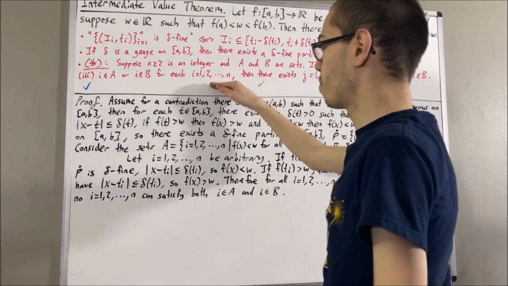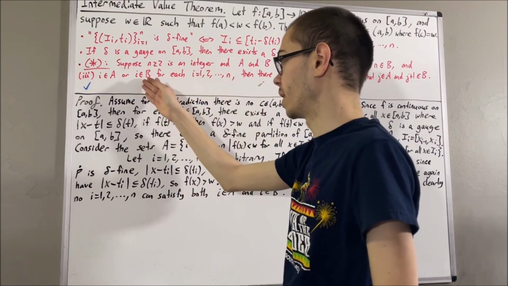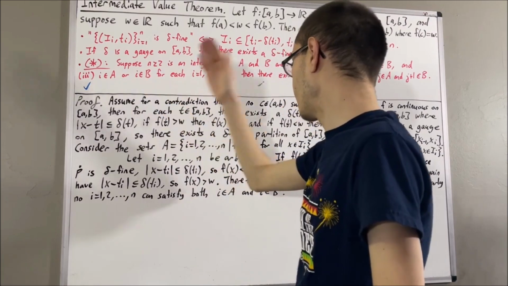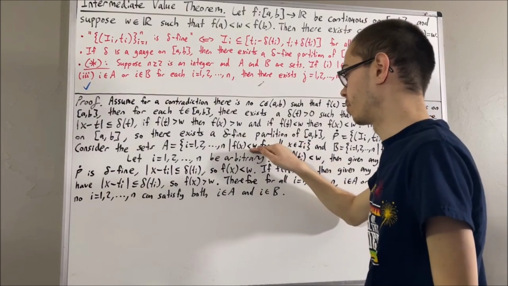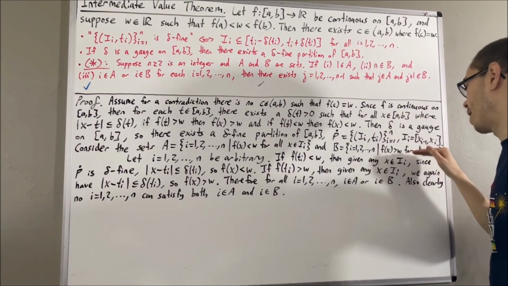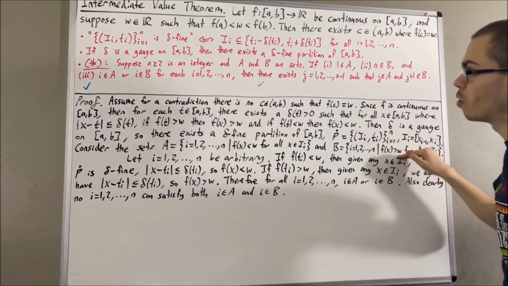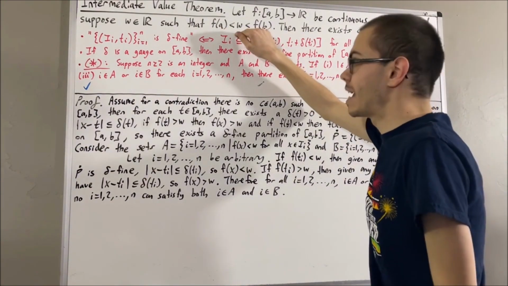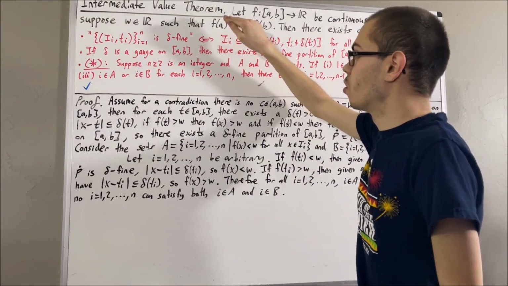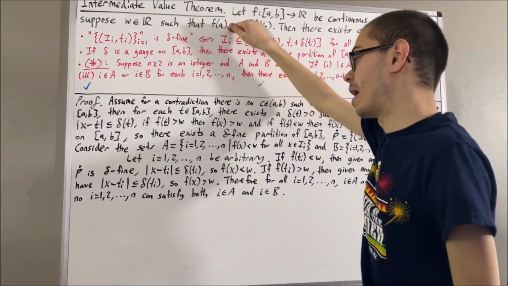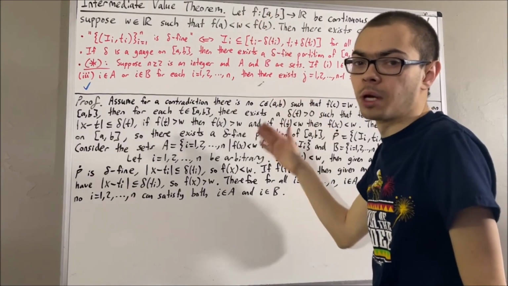So since every integer is either an element of A or B, then in particular, 1 is an element of A or B. In other words, it's either the case that every output value on the subinterval I_1 is less than w, or every output value on the subinterval I_1 is greater than w. Well, we know that f of a is less than w, and a belongs to I_1. So, since we know of one output value on I_1 that is less than w, well then every output value on I_1 must be less than w.